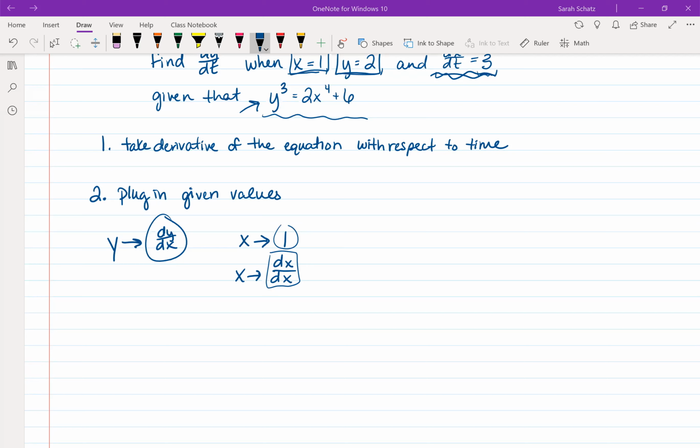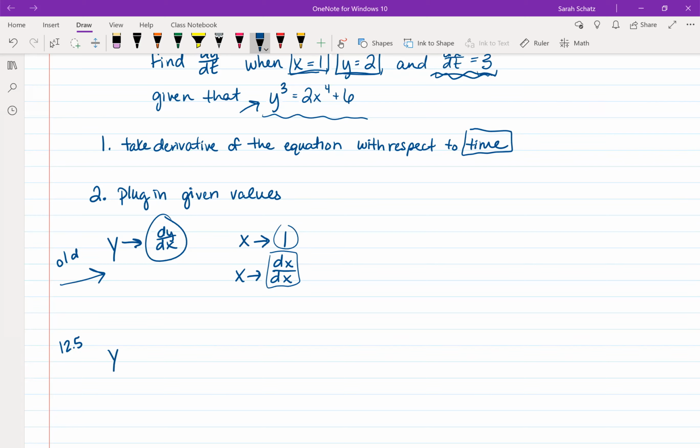So this is what we're used to. We're used to having to do this, but I want to take the derivative of everything with respect to t this time. So this is the old stuff. This is the 12.5 stuff.